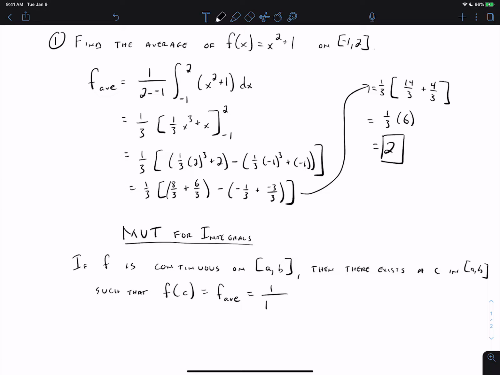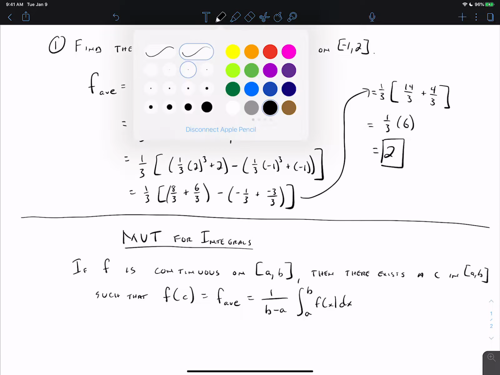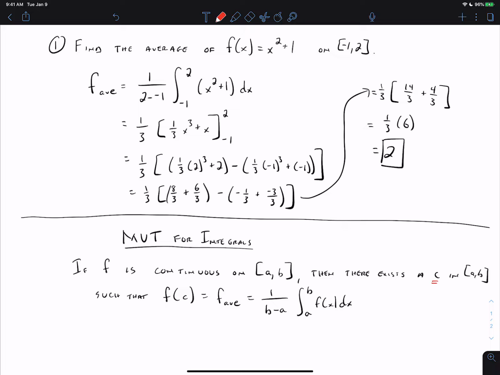And f average is as defined above, 1 over b minus a times the integral from a to b of f of x dx. Okay, so if we look back at the example before, we said that the average value is 2 for that problem. What this mean value theorem indicates is that there's a c, so the c that we're talking about on the right hand side of the screen, that's an x value between -1 and 2 in the previous problem. There's an x value there where the y value of the function, f of c, is equal to the average value.